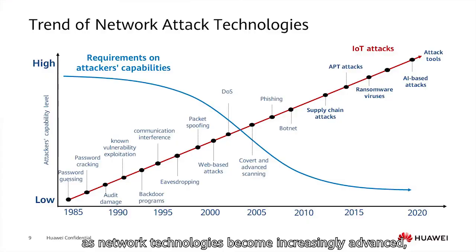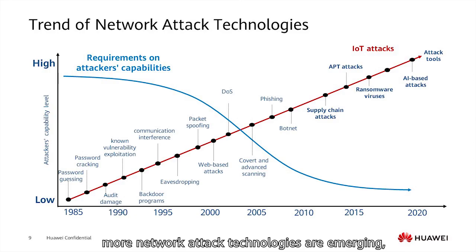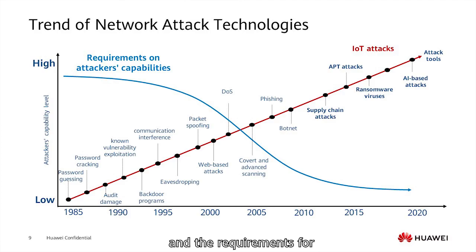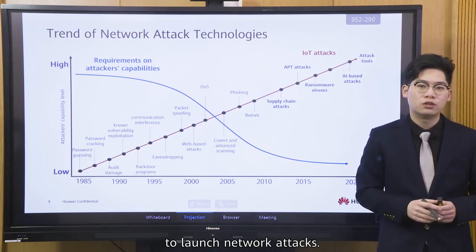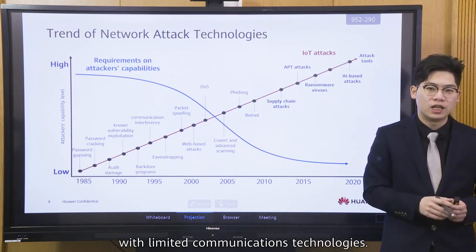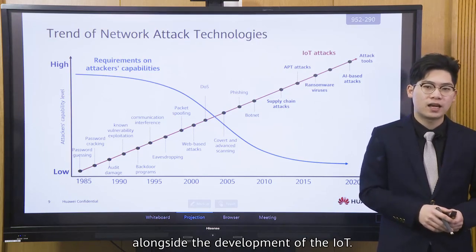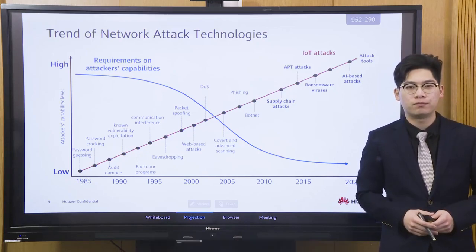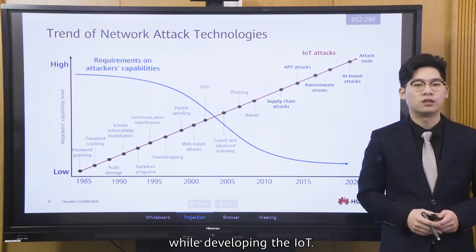Moreover, as network technologies become increasingly advanced, more network attack technologies are emerging, and the requirements for the capability of network attackers are becoming lower. In the past, attackers needed to master a lot of knowledge to launch network attacks. Nowadays, attackers can launch attacks with limited communications technologies. IoT security events increase alongside the development of the IoT. This requires us to resolve IoT security issues while developing the IoT.